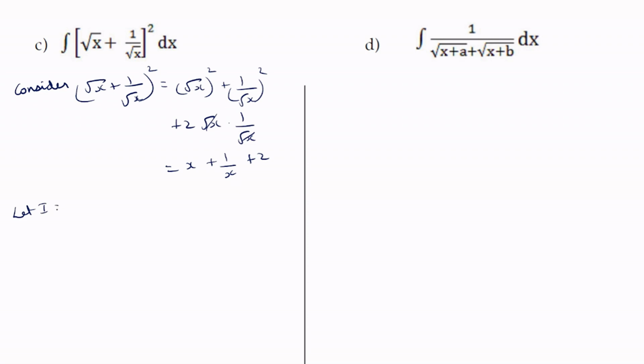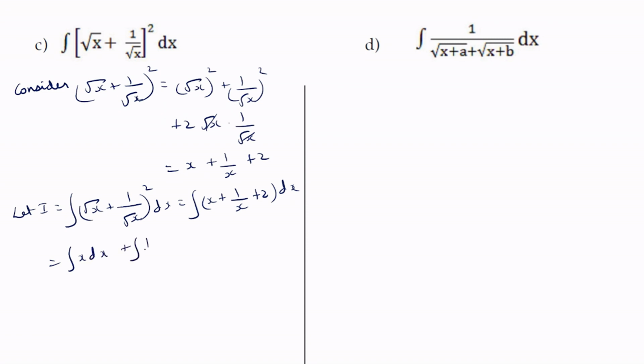So let us take, let I is equal to integral root x plus 1 by root x the whole square dx. So this is nothing but x plus 1 by x plus 2 into dx. So this is integral x dx plus integral 1 by x dx plus 2 integral dx. Integral x dx is nothing but x raised to 1 plus 1 by 1 plus 1. So it is x square by 2 plus integral 1 by x dx is log mod x plus 2 integral dx is 2x plus c. So this is the integral of this given function.